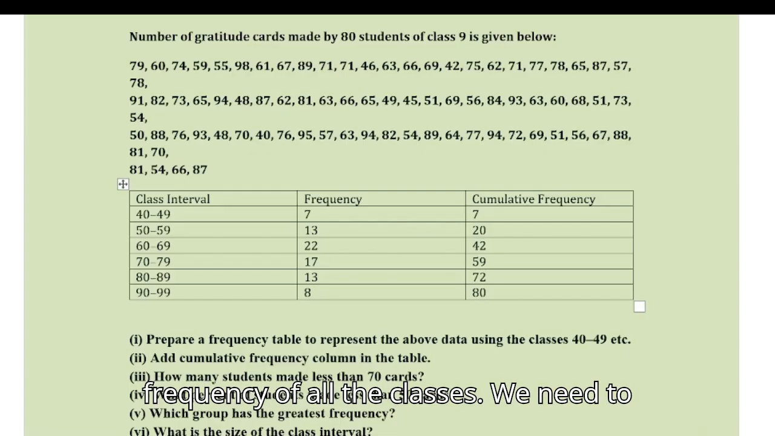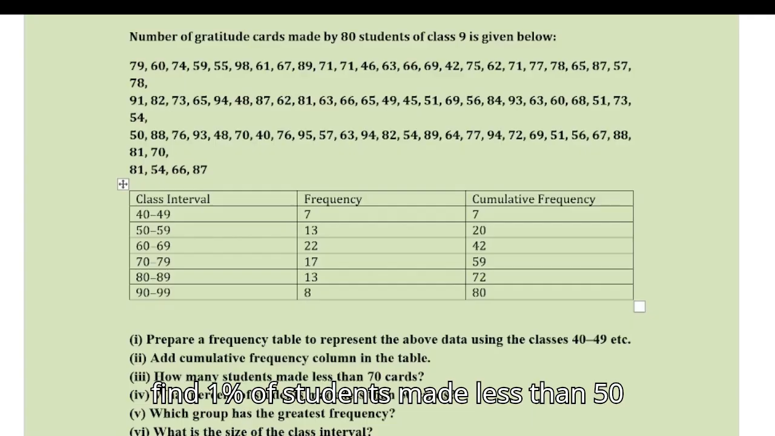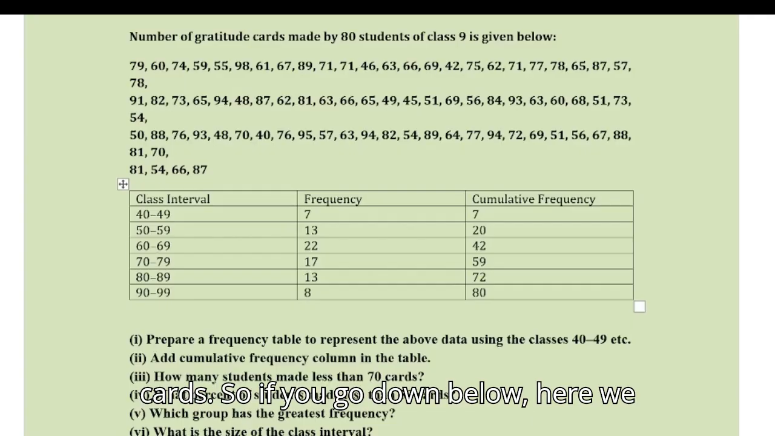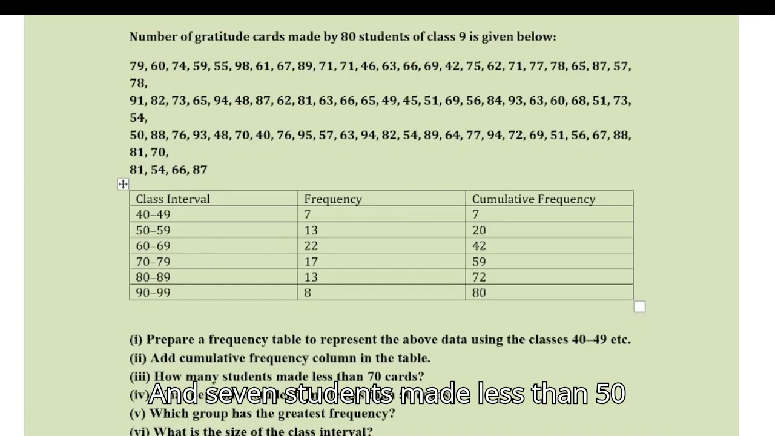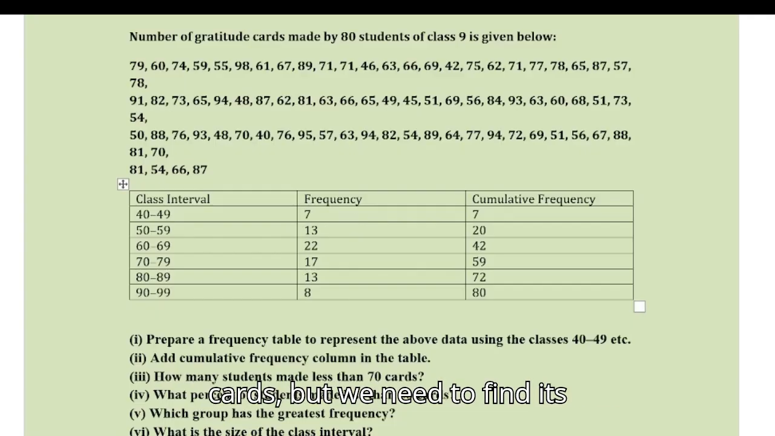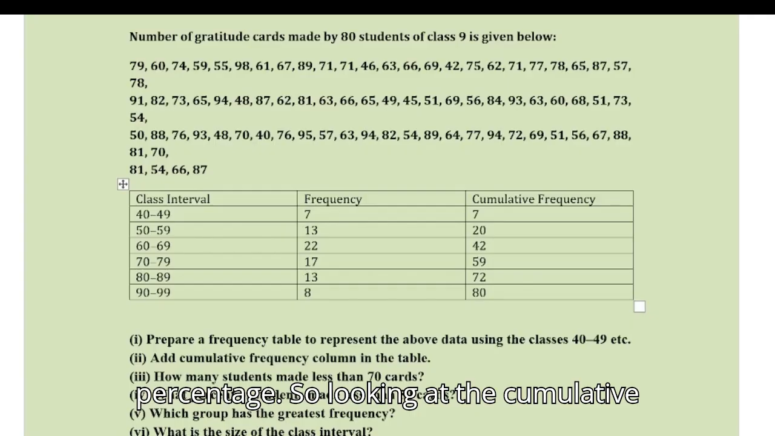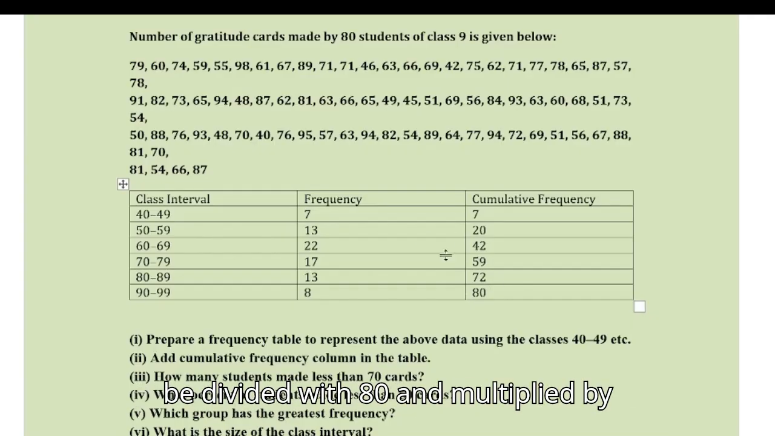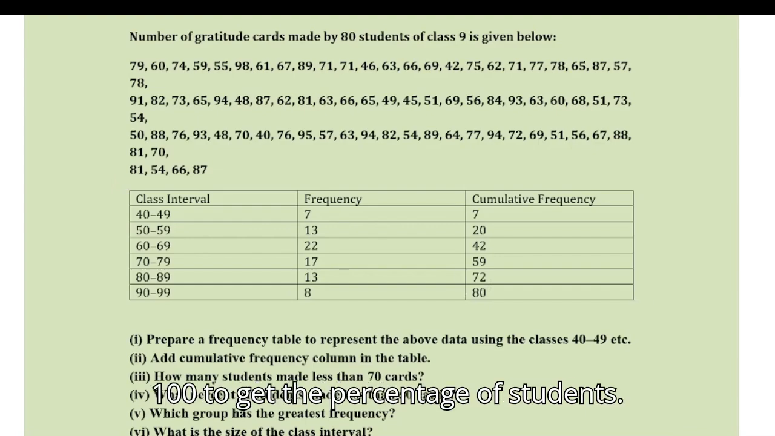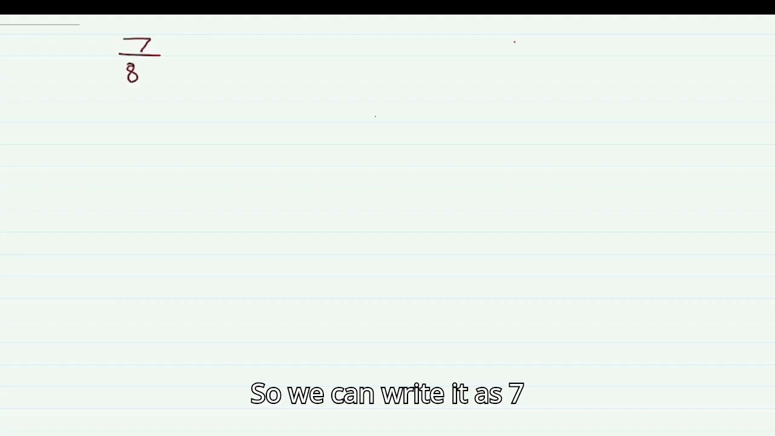We need to find what percent of students made less than 50 cards. So if you go down below, here we have the first class, which is 40 to 49, and 7 students made less than 50 cards. But we need to find its percentage. So looking at the cumulative frequency, that is 80. So 7 will be divided by 80 and multiplied by 100 to get the percentage of students. So we can write it as 7 divided by 80 multiplied by 100.